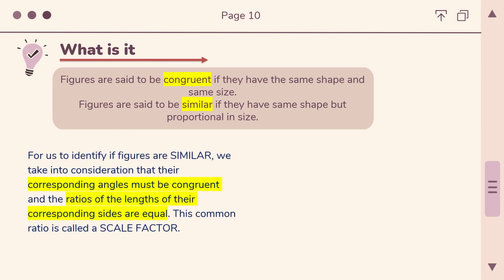For us to identify if figures are similar, we take into consideration that their corresponding angles must be congruent.